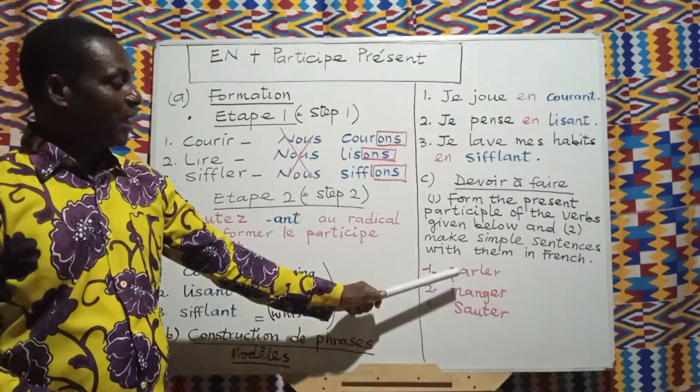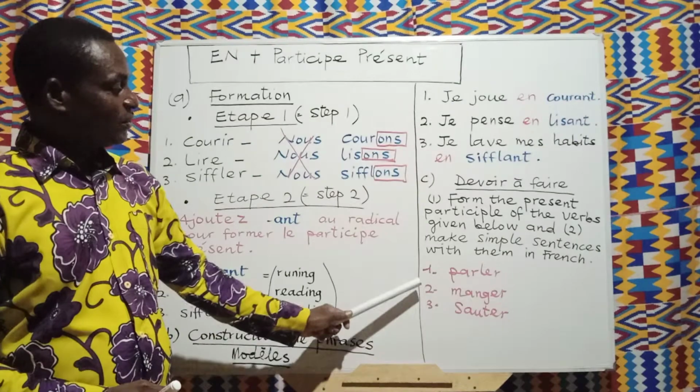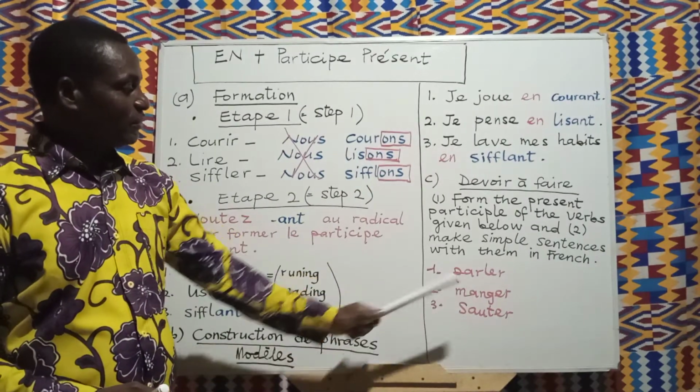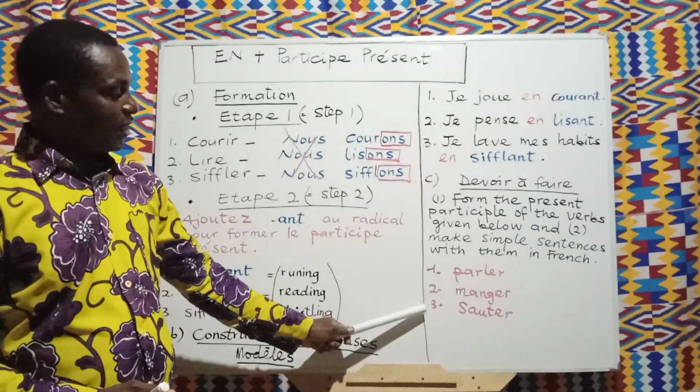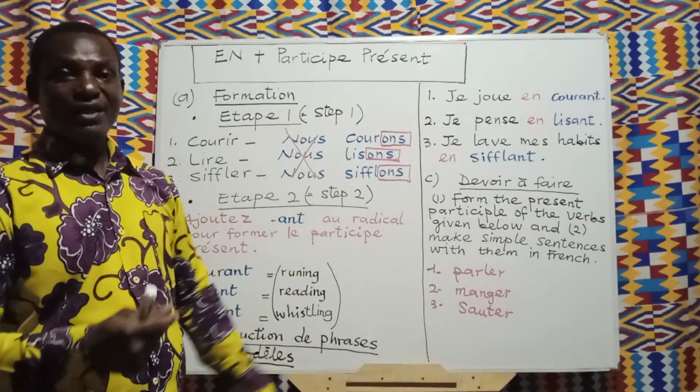The first one is parler, to speak. Number 2, manger, to eat. And then number 3, sauter, to jump.